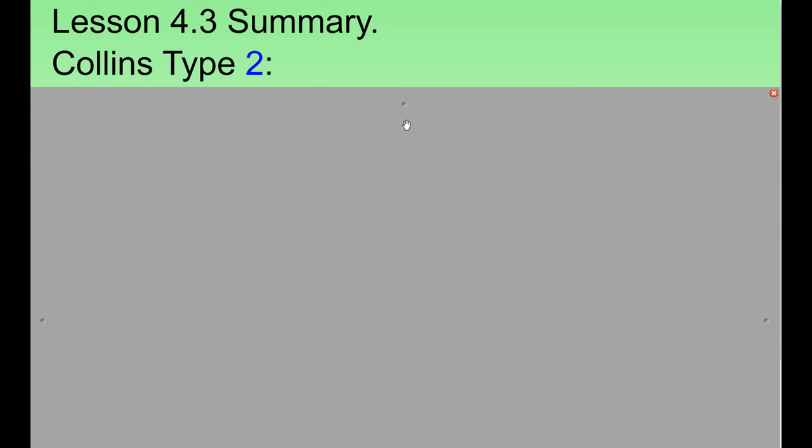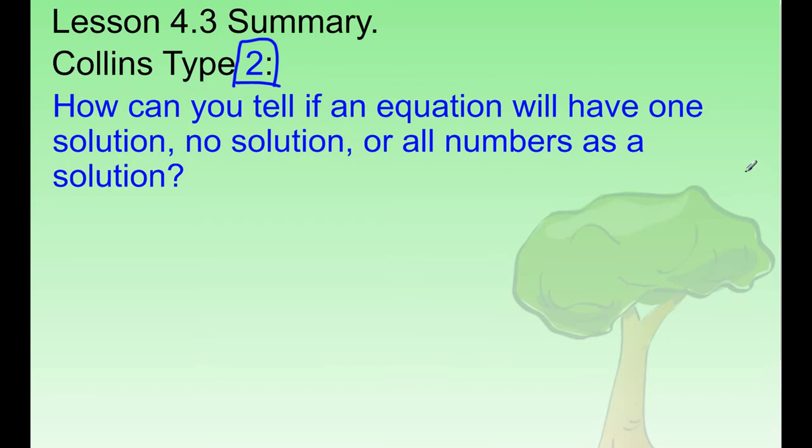Okay, for our summary, we have a type 2, so take your time to get a good, correct response, because I'll be grading your answer on the correctness of your response. How can you tell if an equation will have one solution, no solution, or all real numbers as a solution? Throughout the lesson, we talked about when there will be one solution, when there will be no solution, or when there will be all real numbers as a solution. So think about your response, write it down, give a nice response, and pause the video if you need the question a little bit longer.